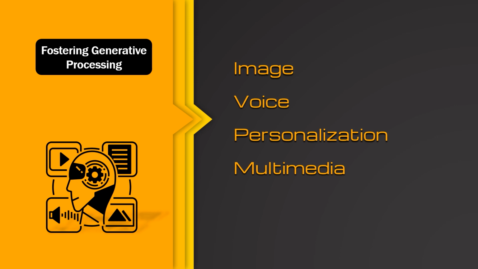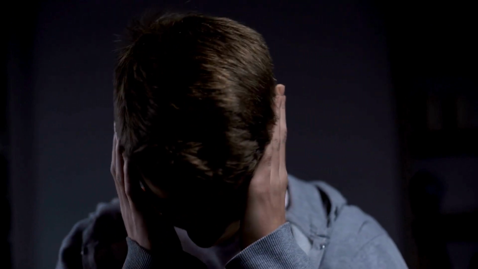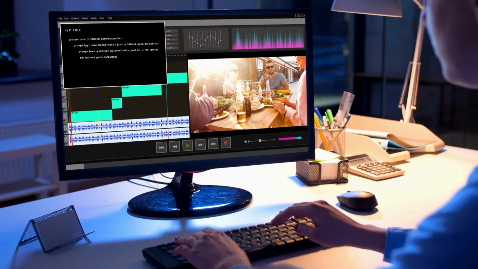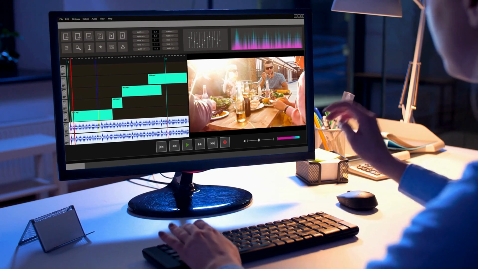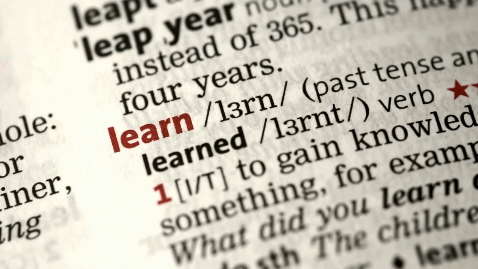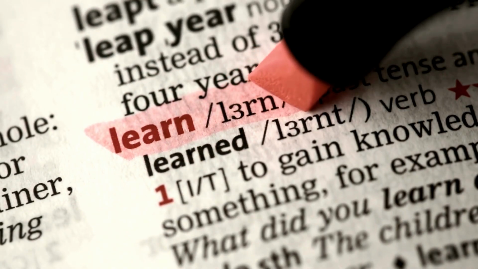Implementing these strategies will prevent generative processing underutilization, where a learner is unable or unwilling to engage with the learning material despite having the cognitive capacity to do so. This explains why the multimedia principle emphasizes the use of 2 or more forms of media, because people learn better from words and pictures than from words alone.